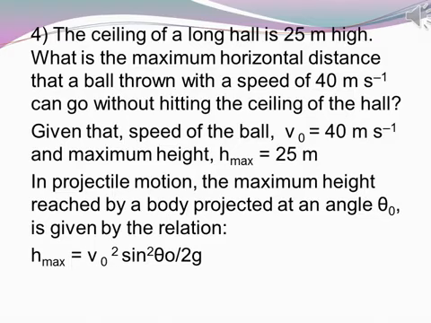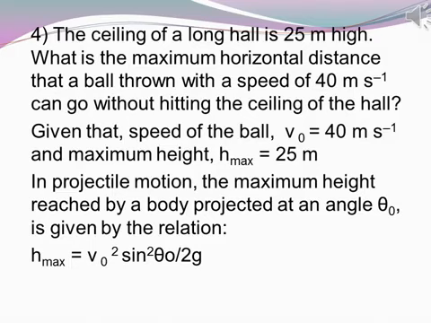Fourth question is, the ceiling of a long hall is 25 meter high. What is the maximum horizontal distance that a ball thrown with a speed of 40 meter per second can go without hitting the ceiling of the hall? You see the solution. Given that speed of the ball v0 is equal to 40 meter per second and maximum height h maximum is equal to 25 meter.